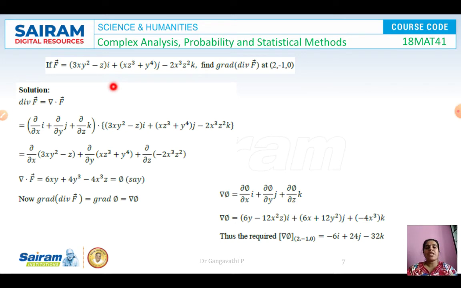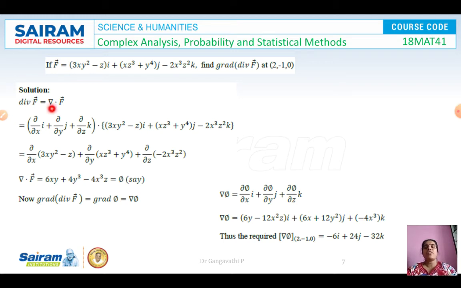If vector f is equal to (3xy² − z) i cap plus (xz + y⁴) j cap plus 2x³z² k cap, find grad of divergence f at the point (2, −1, 0). So it is a slightly twisted question. First we have to find the divergence of the given vector, and divergence of a vector results in a scalar. Then the gradient of that scalar we have to find at this point. That is what the question is.